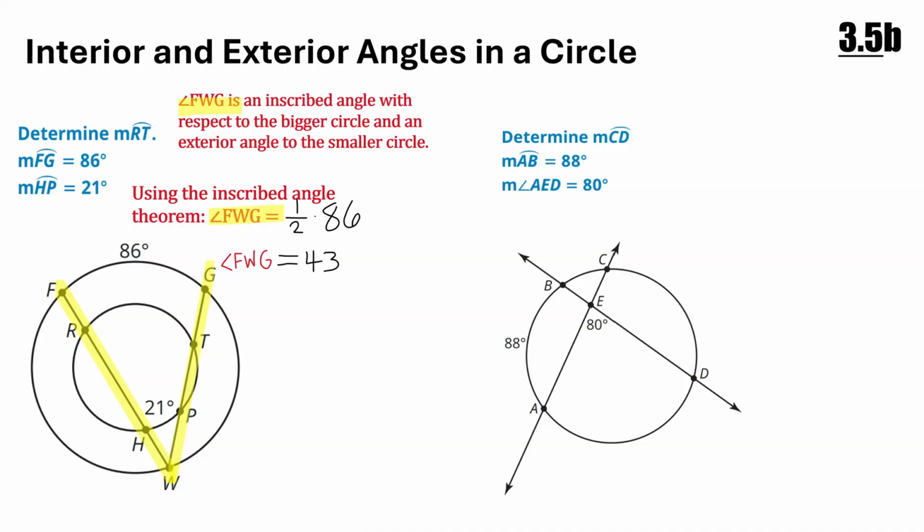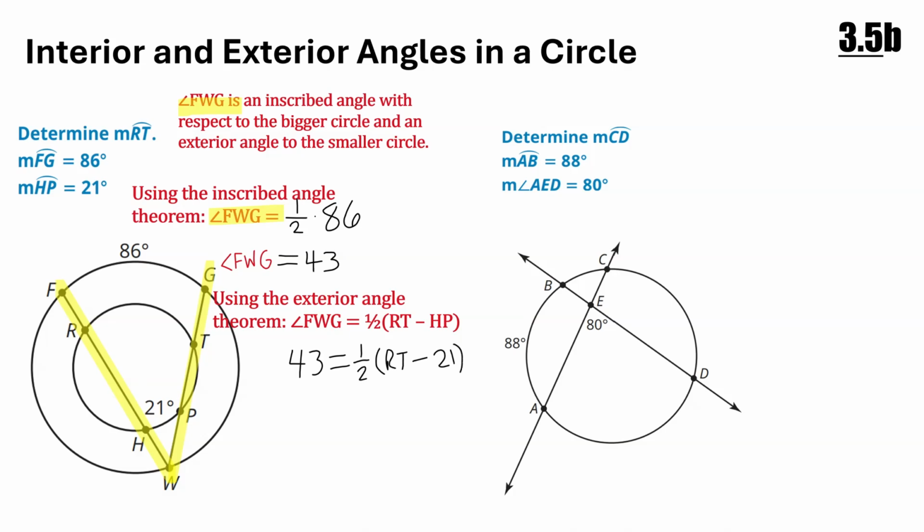Now, the exterior angle of a circle theorem states that angle FWG equals 1/2 arc RT minus arc HP. By substitution, this will be 43 equals 1/2 of arc RT minus 21. To solve for arc RT, start with multiplying 2 to both sides to get 86 equals arc RT minus 21. Then add 21 to both sides of the equation to get 107 equals arc RT.